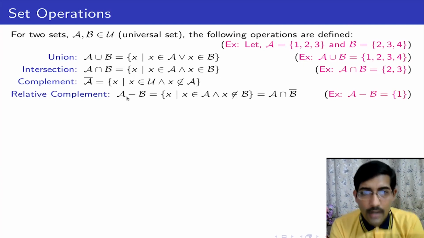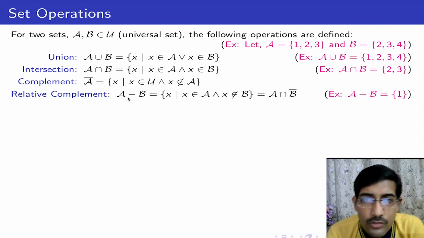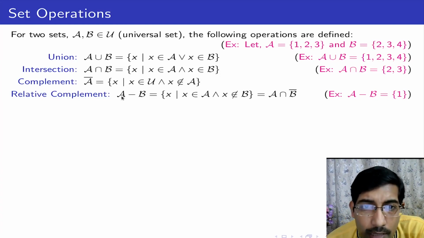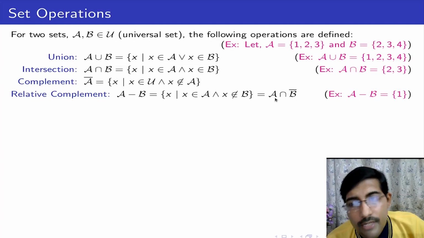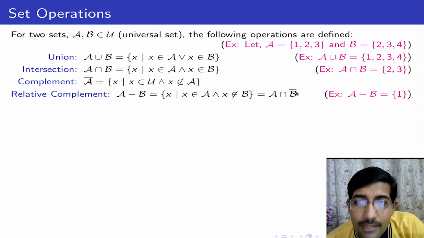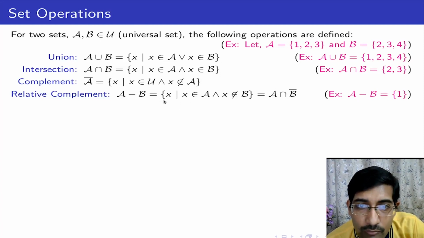Relative complement means that I will keep the elements of A by removing the elements that are present in B from A. So A minus B says all the elements of A will be present minus those elements that occur in B. So X belongs to A and X does not belong to B. Formally we also write it using A intersection B bar. So the elements belong to A, intersection all the elements that don't belong to B, and if it doesn't belong to B but belongs to A, then it is a member of A minus B.